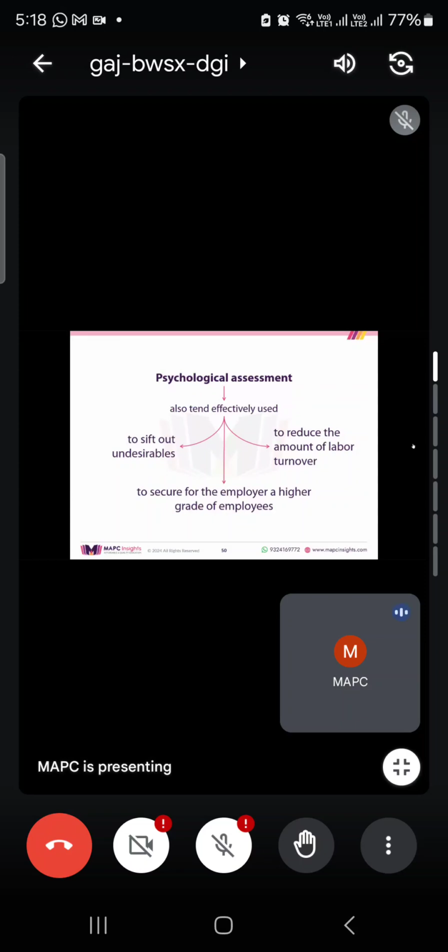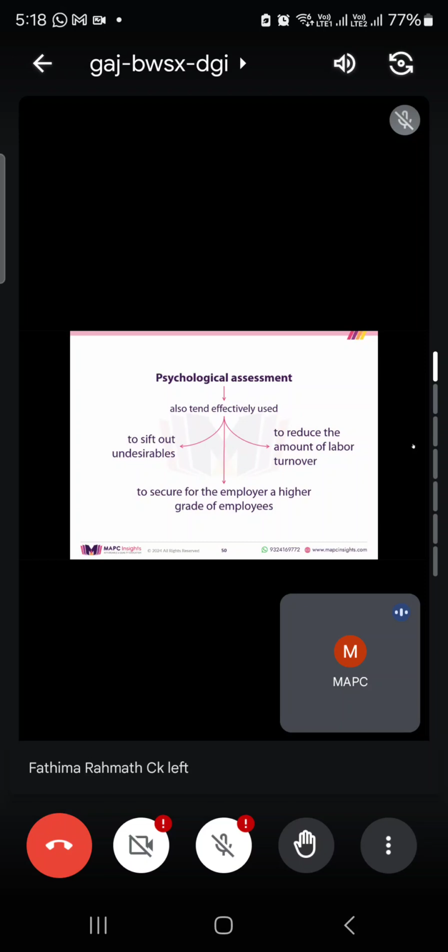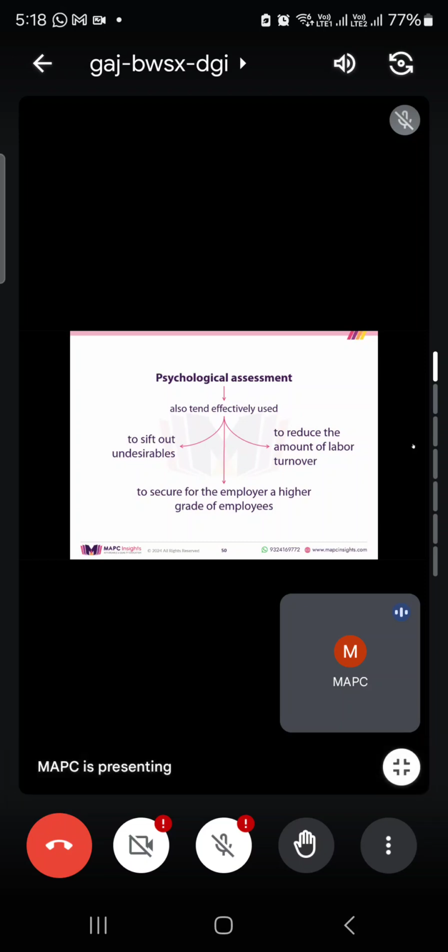Standard inventories, standard tests are readily available. Some are free of cost, some are on a chargeable basis. You can use that. Or if a clinical psychologist needs, they can also develop a new psychological test. Both are possible. If you are developing a new one, then it is mandatory to check the reliability and validity of that test.